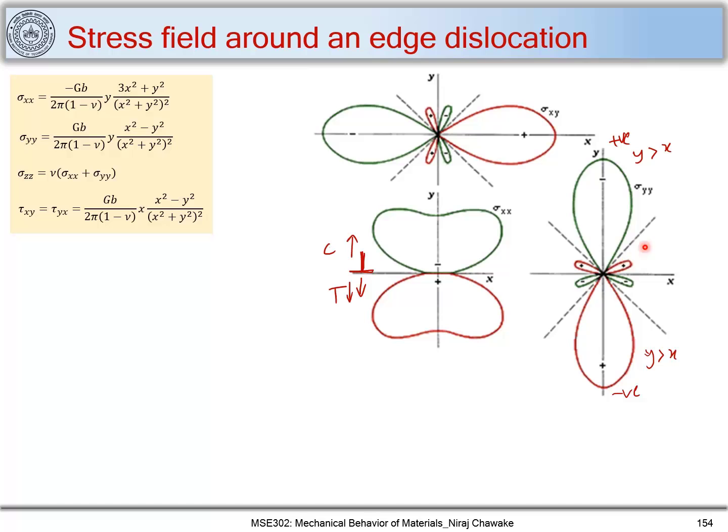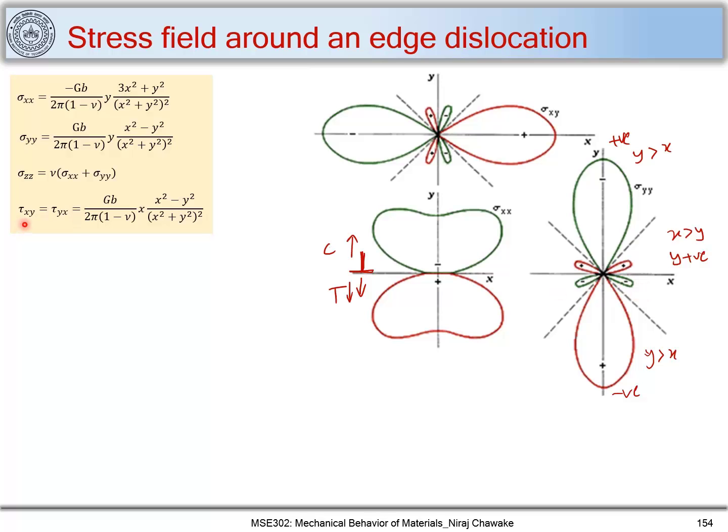Now when you see these regions where x is, let me write it down. So when x is greater than y but y is positive, you can say that this sigma yy turns out to be tensile in nature. So you can find out from these relations. Similarly, you can find out at this location sigma yy turns out to be compressive in nature.